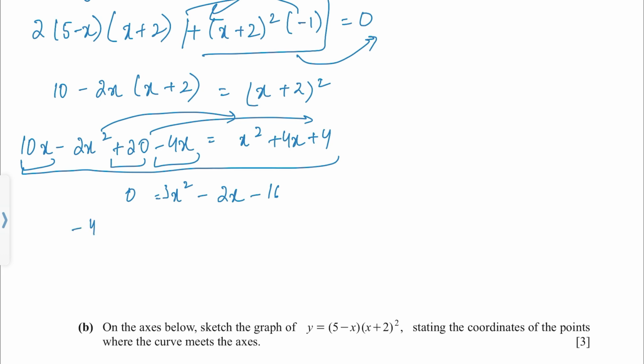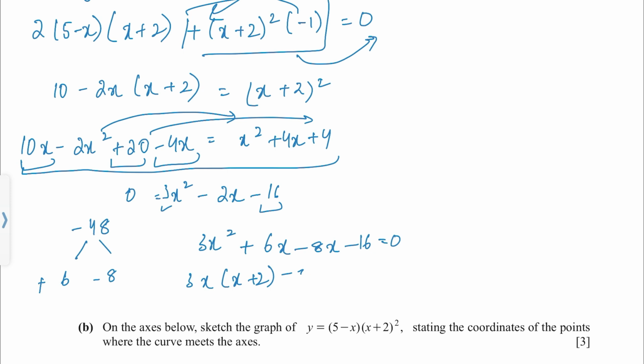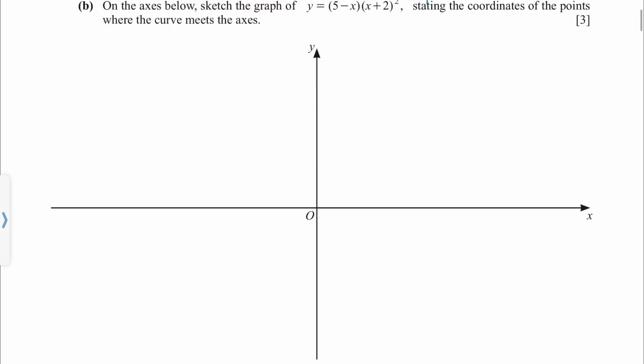So finally solving, we'll look for the factors of minus 48, that is 3 multiplied by minus 16. The factors are 6 and 8, minus 8 plus 6: 3x squared minus 6x plus 6x minus 8x minus 16 equals 0. Simplifying those, 3x minus 8 times x plus 2 gives x equals minus 2 and x equals 8 upon 3. So these are our final x coordinates.